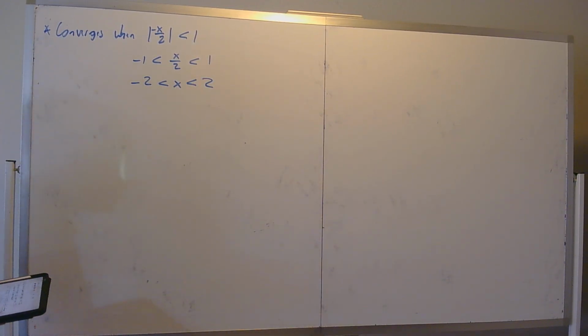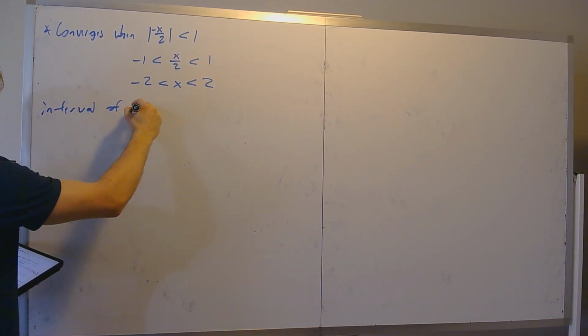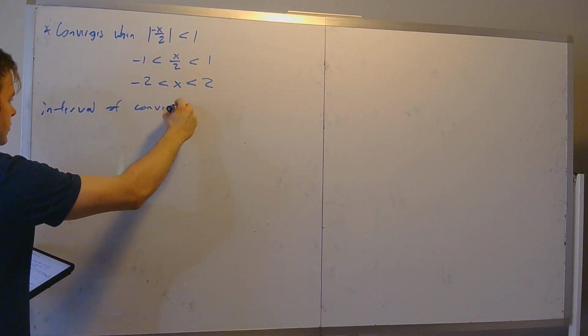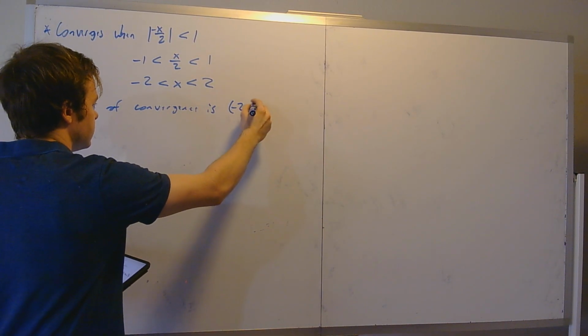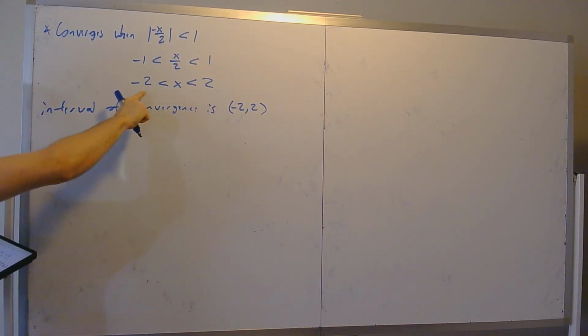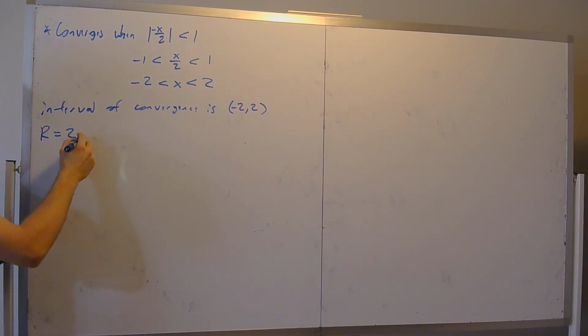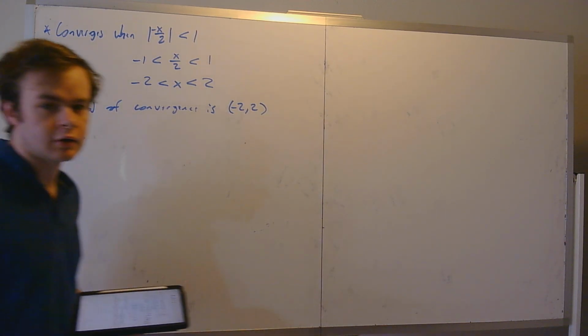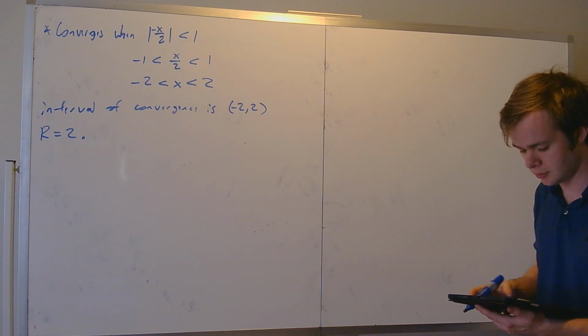So now we can see that our interval of convergence is going to be from negative 2 to 2. And here our radius, which is 1/2 of the length of the interval, would be 2. So our radius is also going to be equal to 2. And again, I'll say here that we don't need to test the endpoints because this is a geometric series. We're not using the ratio test.